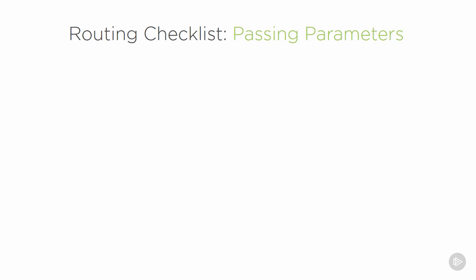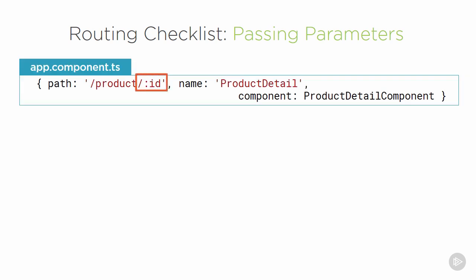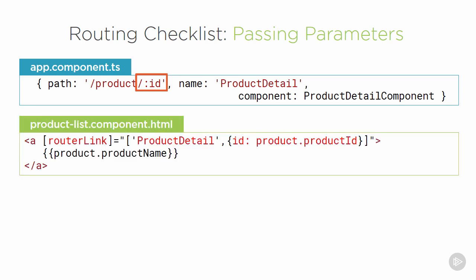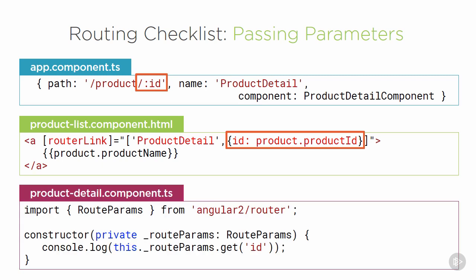The most important thing to remember when passing parameters to a route is to use the same parameter name everywhere. Add the parameter to the route configuration path by specifying a slash, a colon, and the parameter name. Define the parameter value by adding it as an element of the link parameters array bound to the router link directive. Get the parameter value in the navigated component using the route params service.